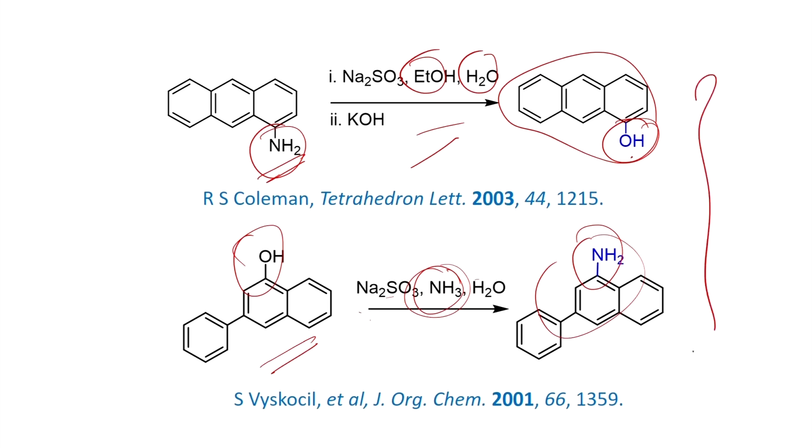These are some of the recent examples. As you can see here, this method provides an effective synthetic route. If you have the amino group, you can convert it into the phenol derivative. On the other hand, if you have the hydroxy group, you can convert it into the amino group.